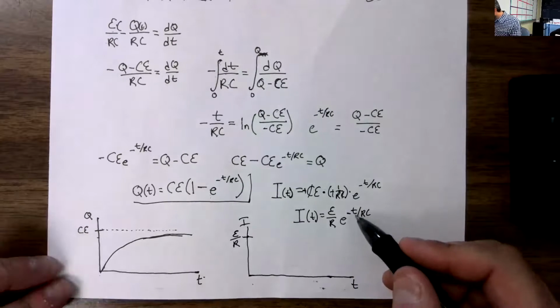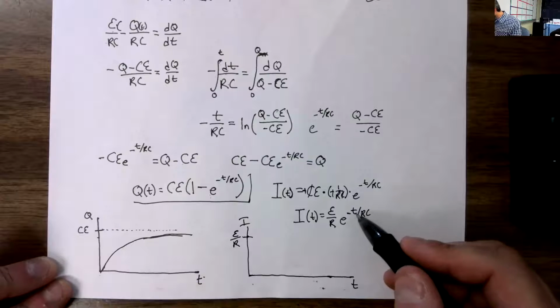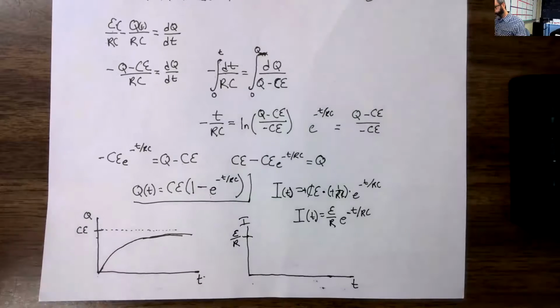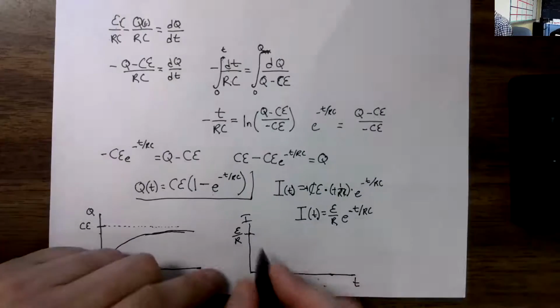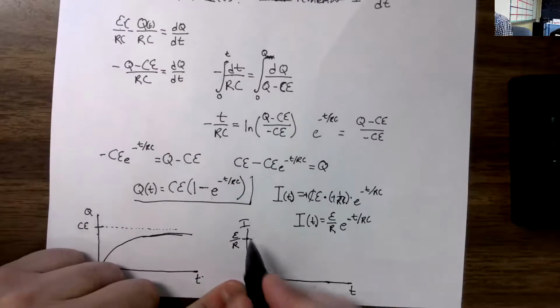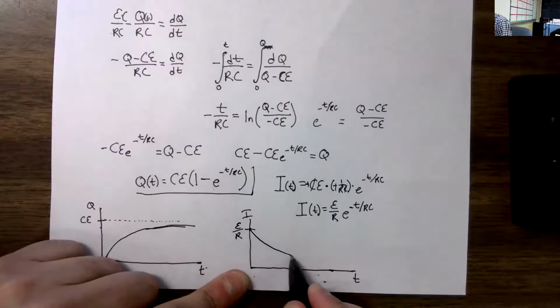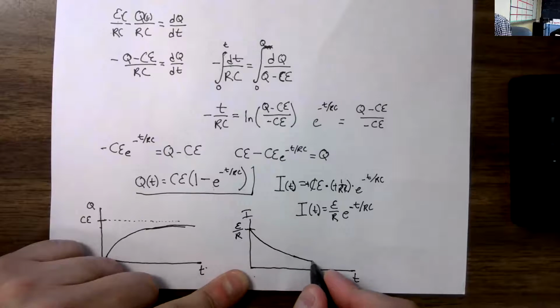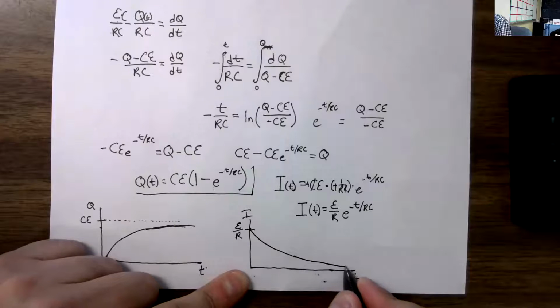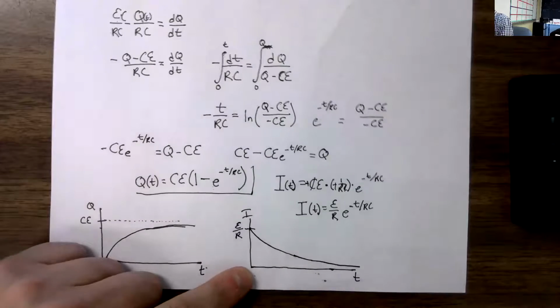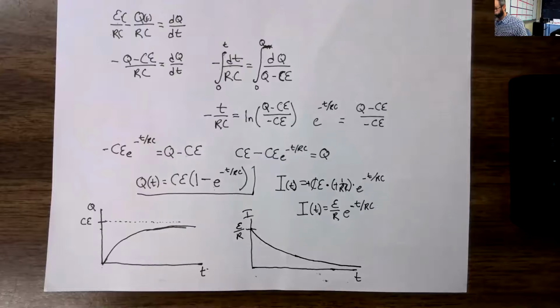And then as time gets bigger, e to the minus time is going to asymptotically approach 0. So the current starts out as if there was no capacitor, and then over time it decays away and asymptotically approaches 0. If we wait long enough, it comes close enough to 0 that it looks like there's no more current at all.